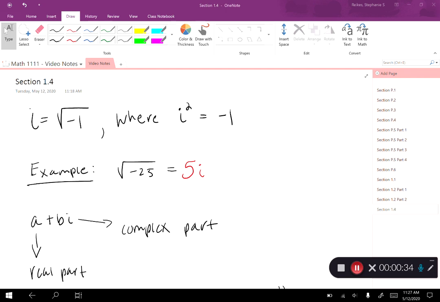For example, if I have the square root of -25, that is equal to 5i. When we write our numbers, we are going to have a real part and an imaginary part that we write a plus bi.